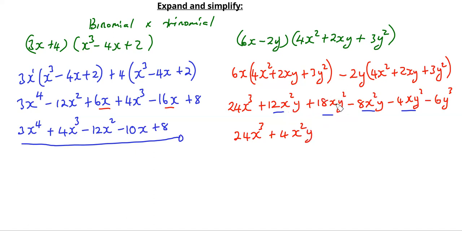Then here we can look at also 18xy squared minus 4xy squared. Let me just write the squared nicely here. This is going to give us 14, so it's going to be plus 14xy squared. Then minus 6y cubed. Okay, so this is the final answer.